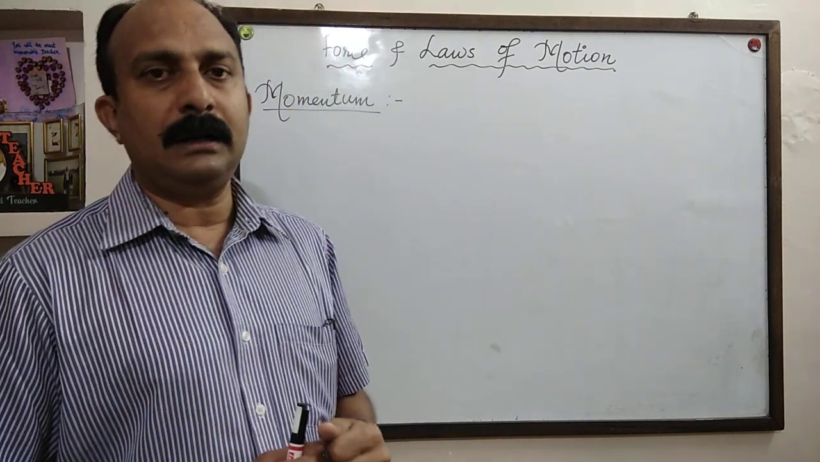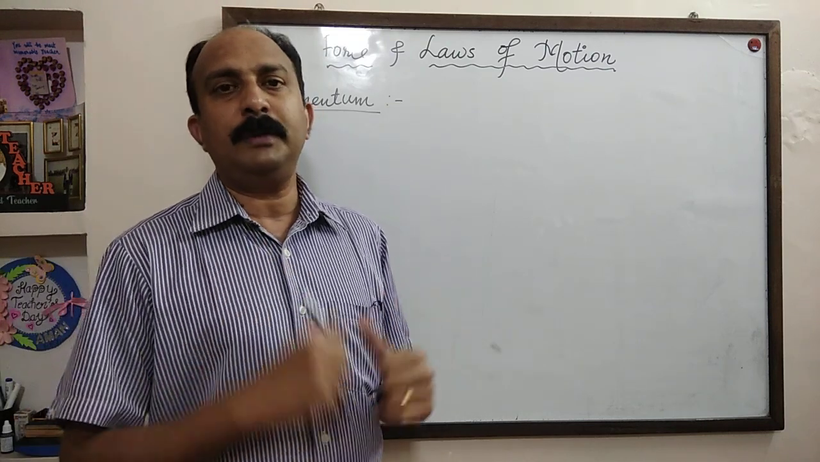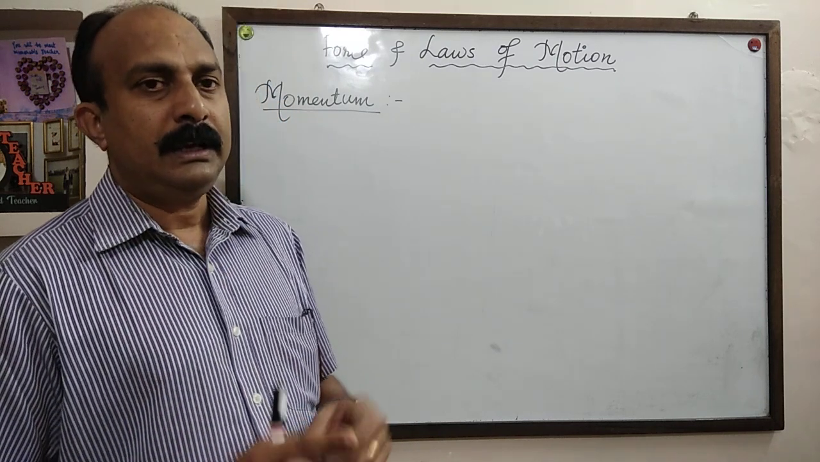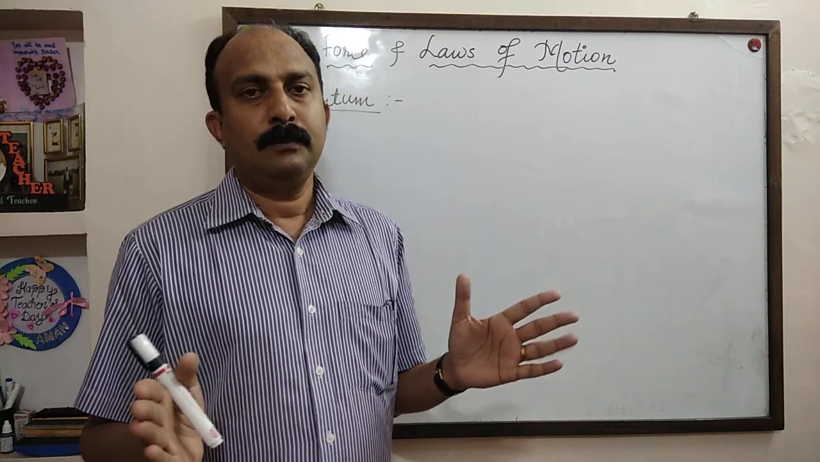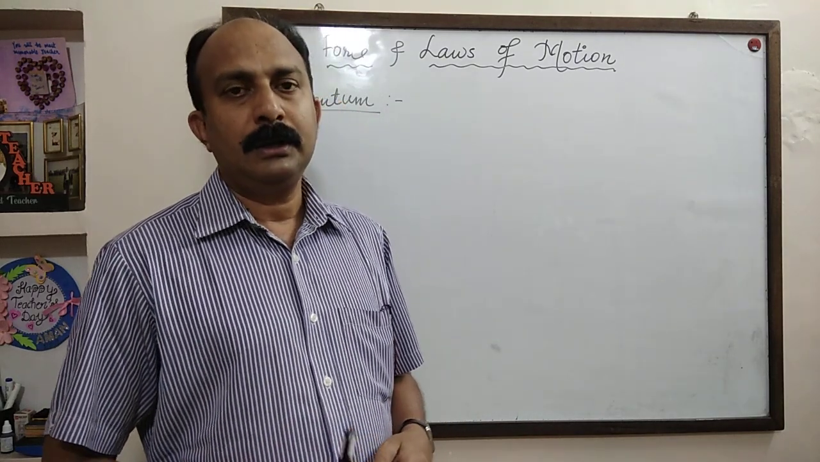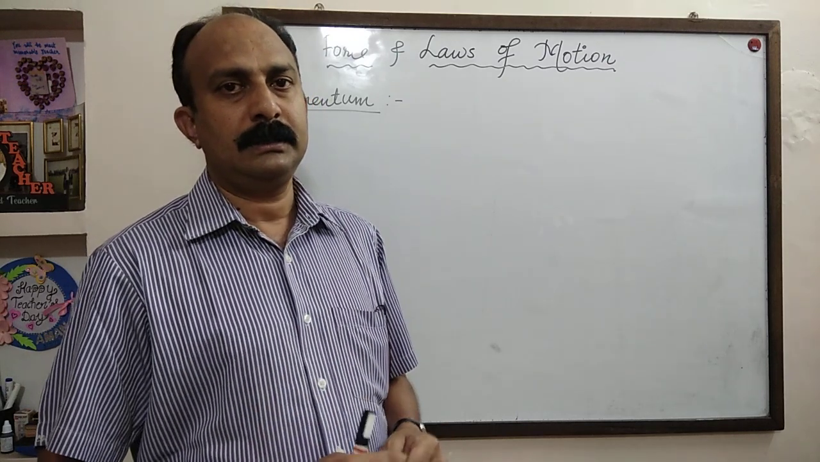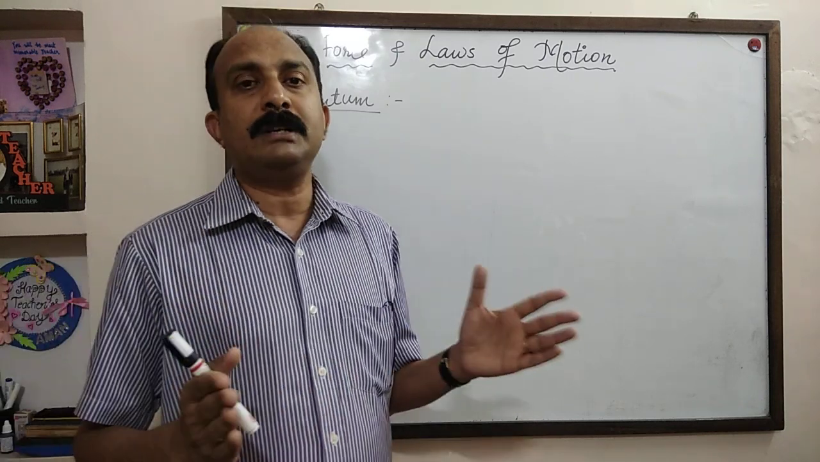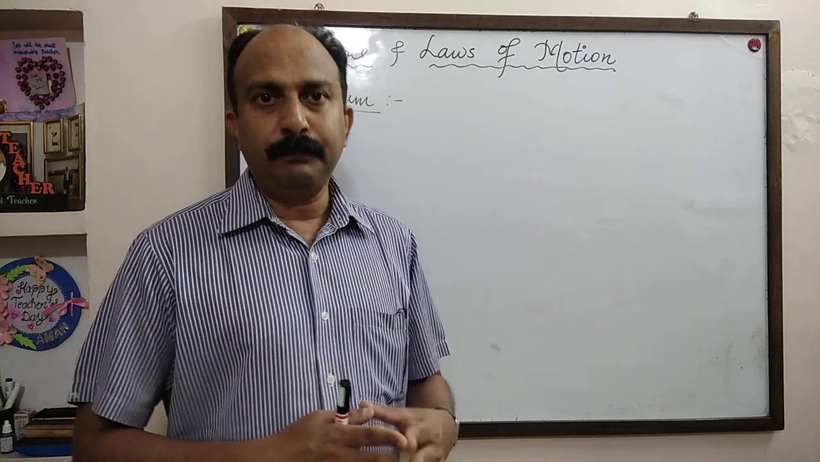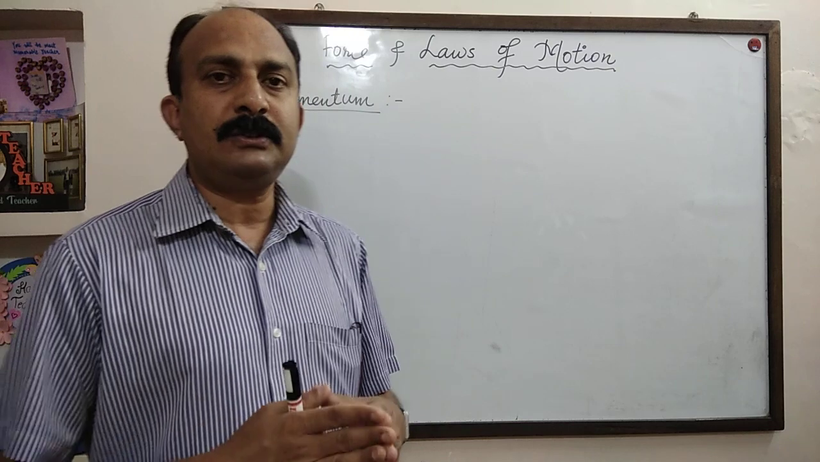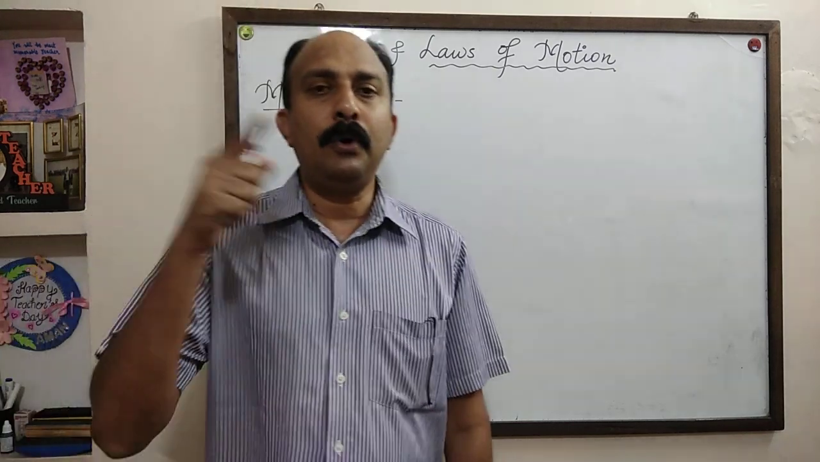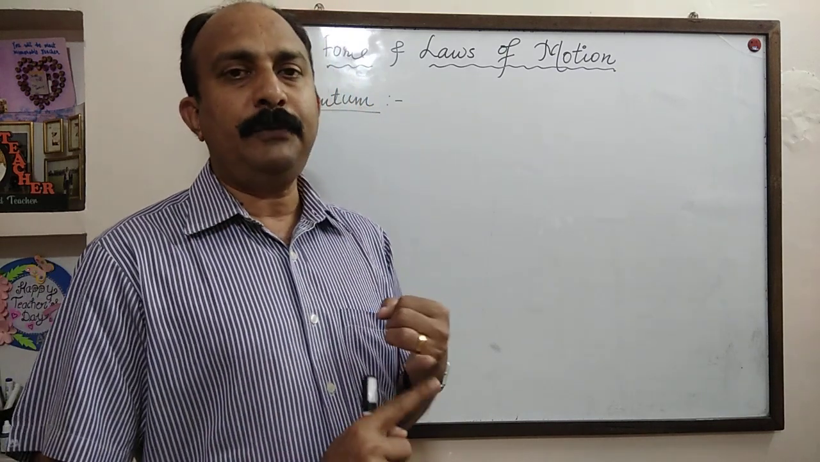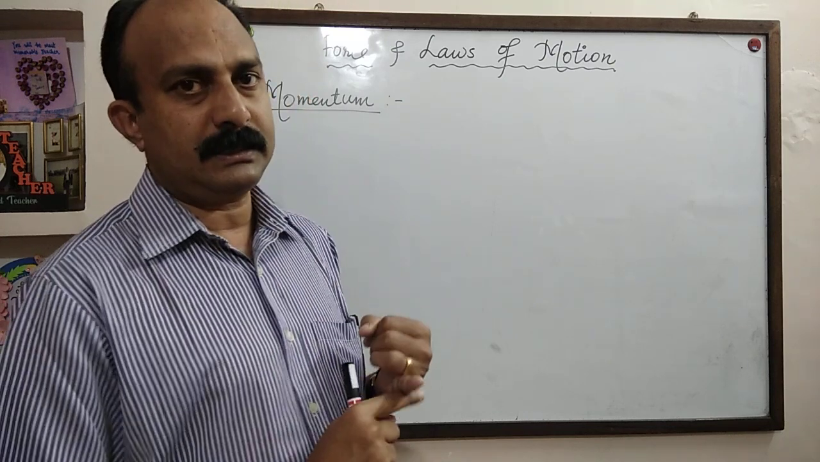Suppose you are hit by a cycle moving at a speed of 5 km per hour. You may not get much hurt. But if you are hit by a truck moving with the same speed of 5 km per hour, you may get severely hurt. What is the reason? Less mass of the cycle and the huge mass of the truck. Even though the speed of both the vehicles was the same, the huge mass of the truck can make more impact on you when you are hit. So the first point, the impact of a moving body depends upon its mass.